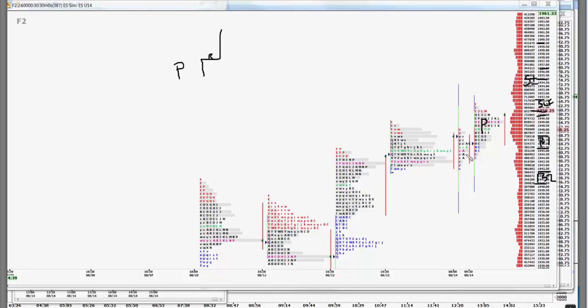So we have a lot of news to get through tomorrow. We have PPI up 0.2, core up 0.2. We have Empire Manufacturing, EMI at 15.5. That'll get more play than PPI will.